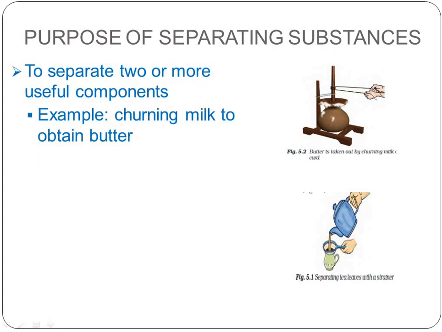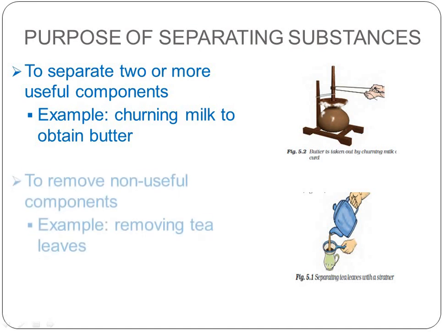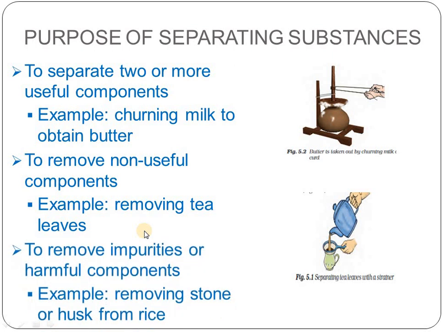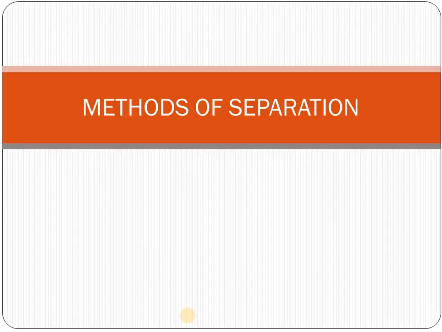It could be to separate two or more useful substances, as in the case of churning of milk, or we want to remove any non-useful substance, as in the case of removing the tea leaves, or we want to remove certain impurities or harmful components from the mixture, as we do to remove the stone or husk from the rice or our pulses. So, we are going to talk about various methods of separation now.